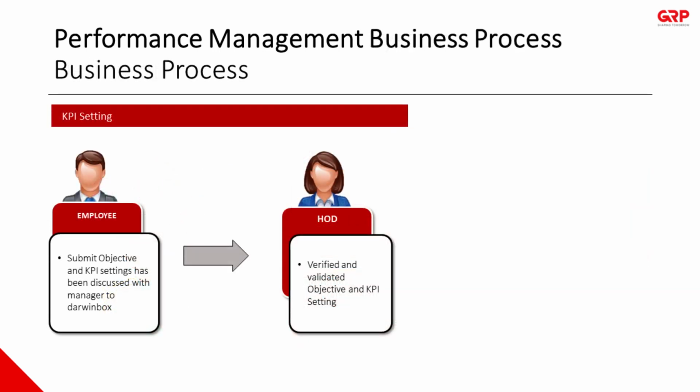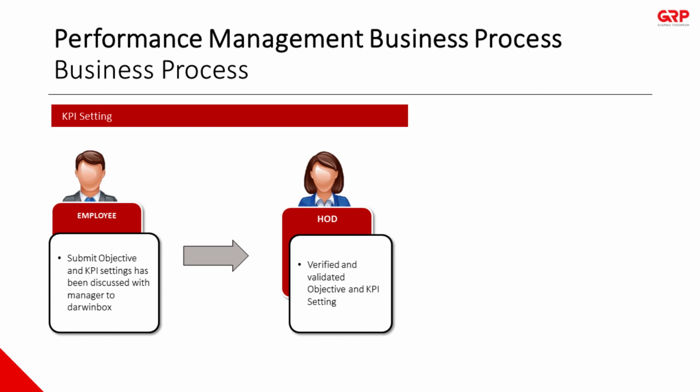The next thing we need to understand is the business process of the performance management cycle. The performance management cycle on Darwinbox is separated into two stages. 1. Objective and KPI target setting. This is normally completed in the beginning of the year. 2. Performance review, which is normally done in mid-year and end-of-year evaluation. In this training video, we are focusing on objective and KPI target setting only.